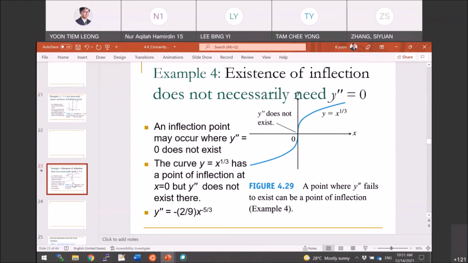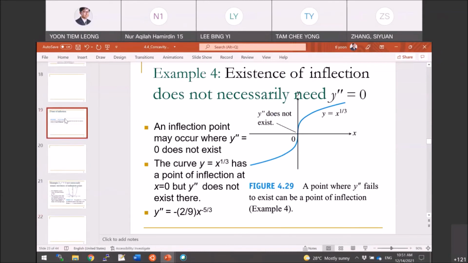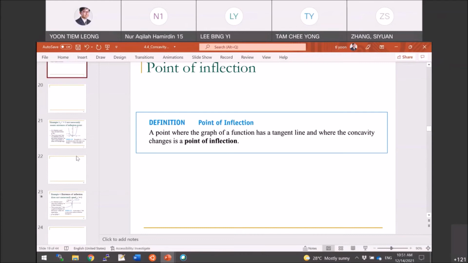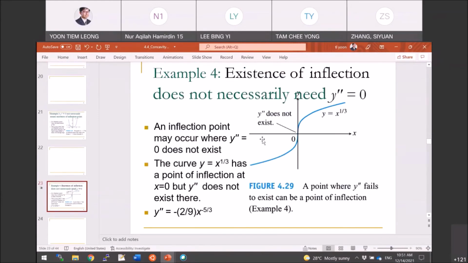This is a situation which denotes the existence of an inflection point, even though at this point y prime prime is not defined at the inflection point. So the inflection point definition is quite simple. It just says you have an inflection point if you can define a tangent line there, and the sign of the concavity changes. So here we look at these situations.